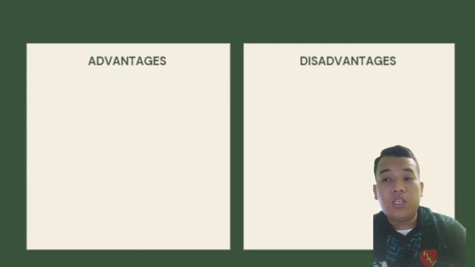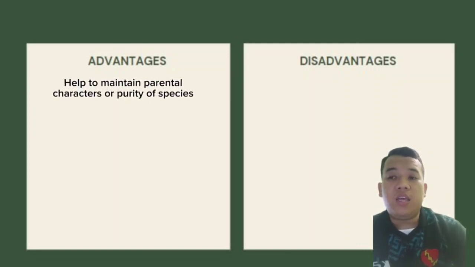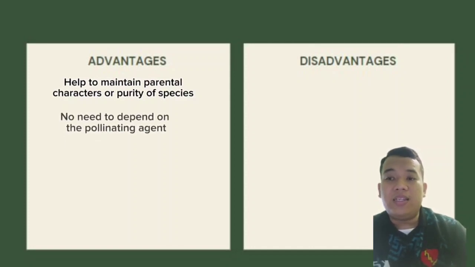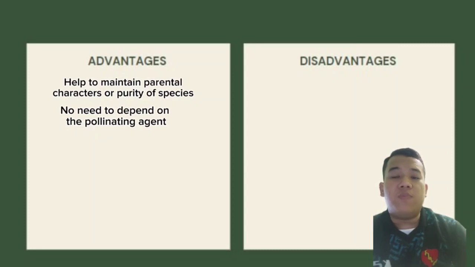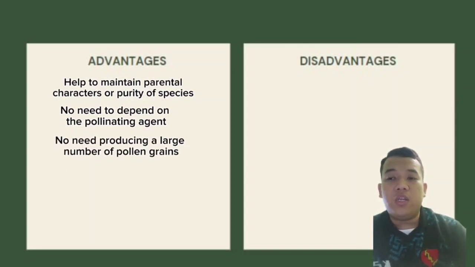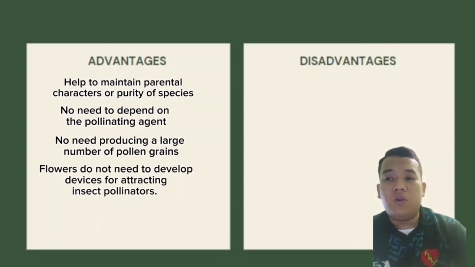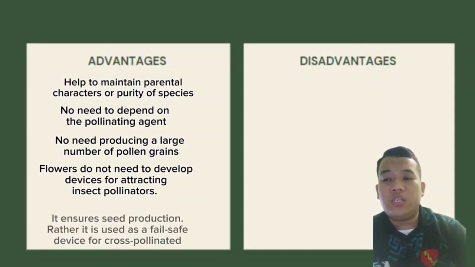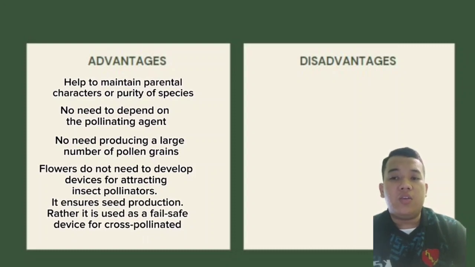Advantages of self-pollination: first, self-pollination helps to maintain a parental character or purity of the species. Second, the plant does not need to depend on a pollinating agent. And third, no need of producing a large number of pollen grains. Next advantage is flowers do not need to develop devices for attracting insect pollinators. And lastly, it ensures seed production, as it is used as a fail-safe device for cross-pollinated flowers.